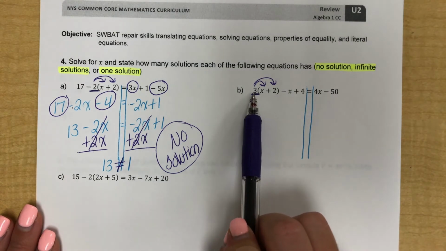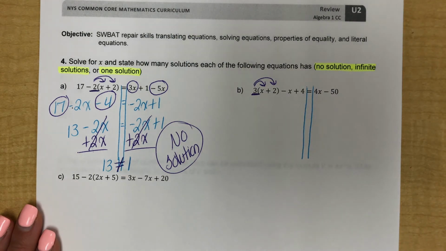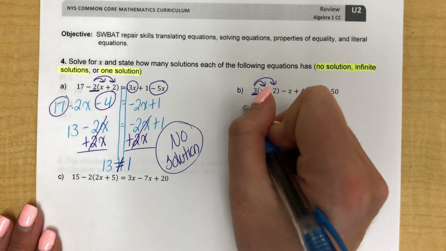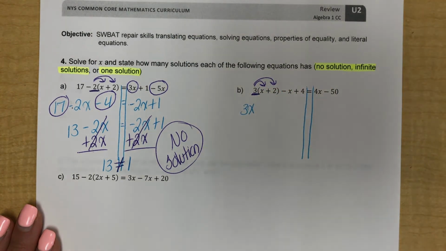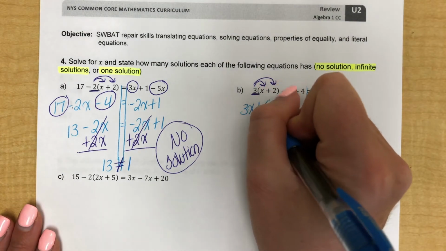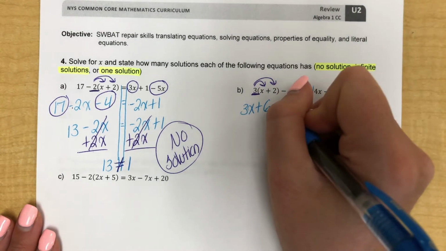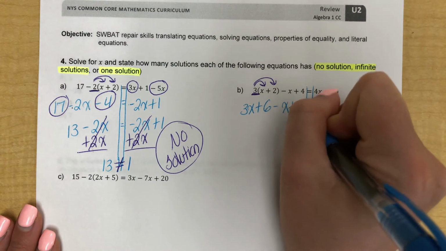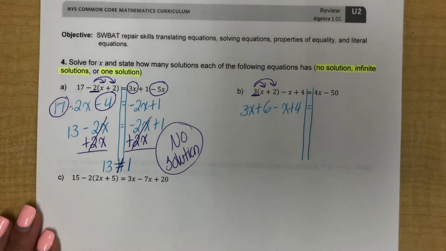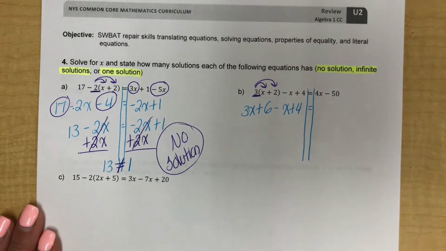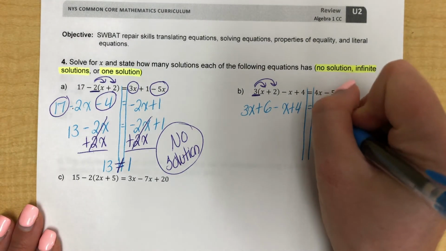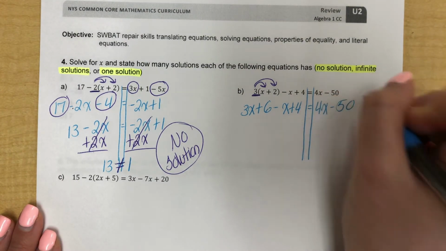So I'm going to multiply 3 to both of his neighbors. Here we go. 3 times x is 3x. 3 times 2 is 6. I'm going to bring everything else down, minus x plus 4. I look at the right-hand side. Those are not like terms, so I'm again just going to bring them down.